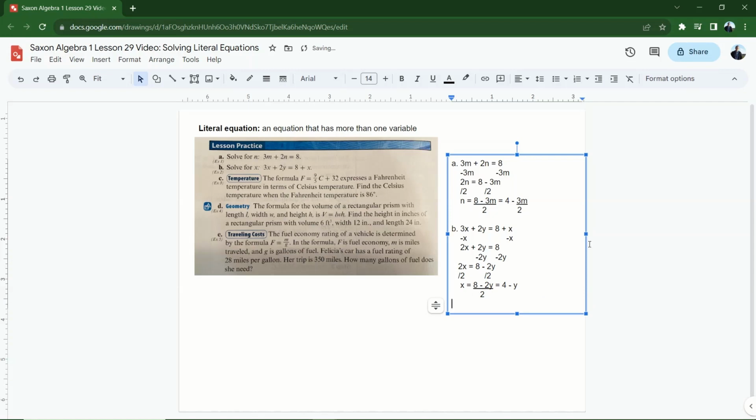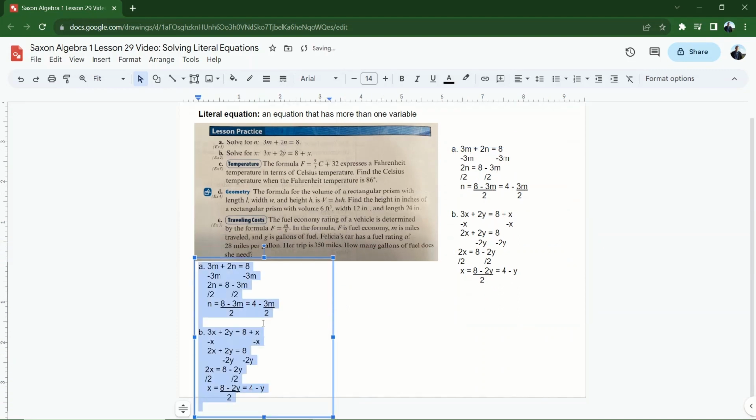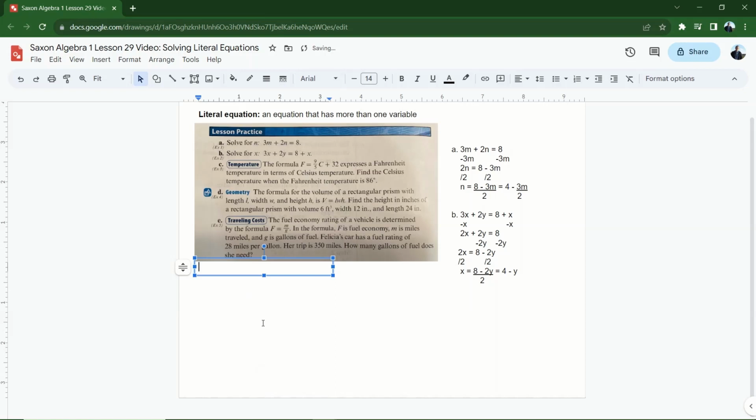Next, let's take a look. And I'm just going to work the next problem over here to maximize my space. Letter C. The formula for Fahrenheit expresses a Fahrenheit temperature in terms of a Celsius temperature. Find the Celsius temperature when the Fahrenheit temperature is 86 degrees.